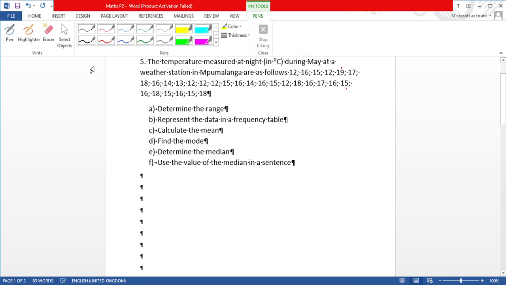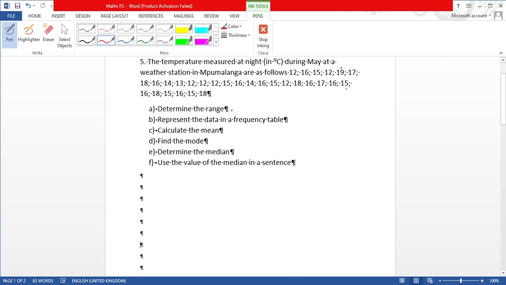Today we'll be doing part B of ranges, mean, modes, and median, and also a little bit of tallying and frequency. So let's start with today's example. The temperatures measured at 19 degrees Celsius during May at the weather station in Mpumalanga are as follows. So this is the data for all the temperatures that were measured, and then question A says determine the range.